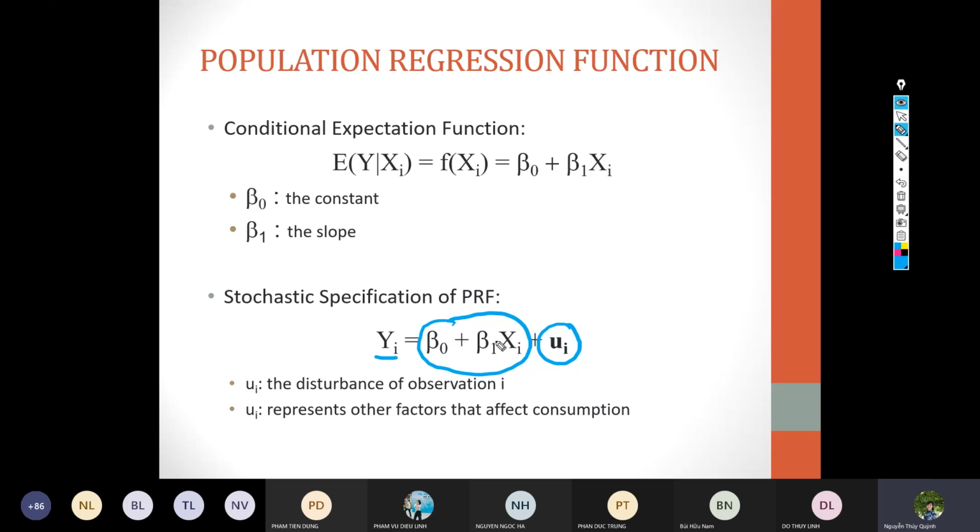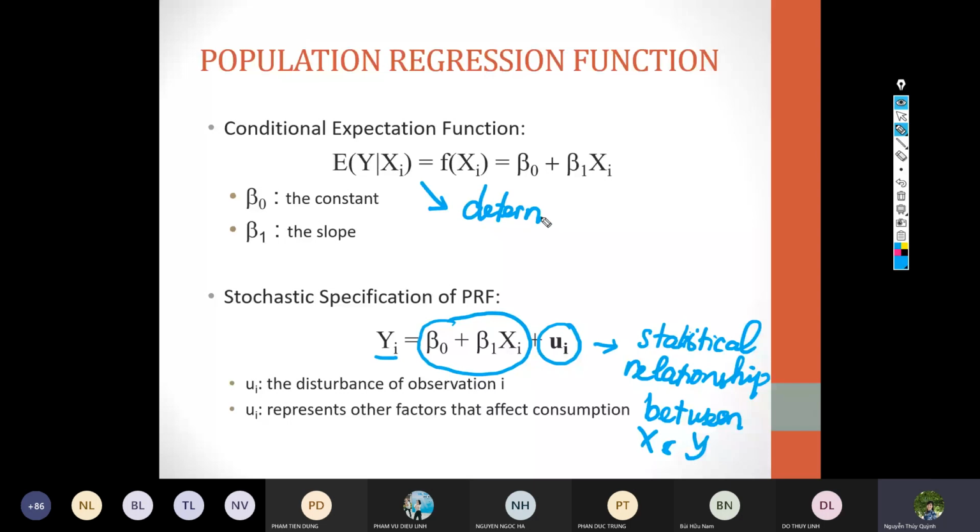This is called the stochastic form of the population regression model, and this one allows the statistical relationship between X and Y. This one shows the deterministic relationship between X and the conditional expected value of Y.